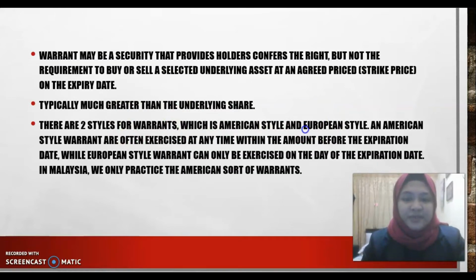A warrant is a security that gives the holder the right, but not the requirement, to buy or sell a selected underlying asset at an agreed price, which is the strike price, on the expiry date. A warrant is also typically priced much lower than the underlying share. There are two styles of warrant, which are American style and European style.